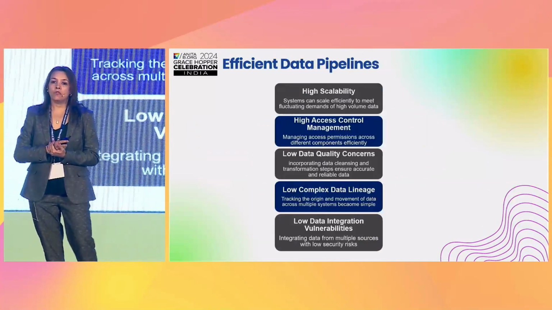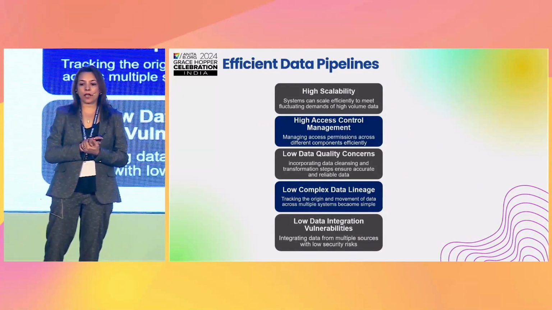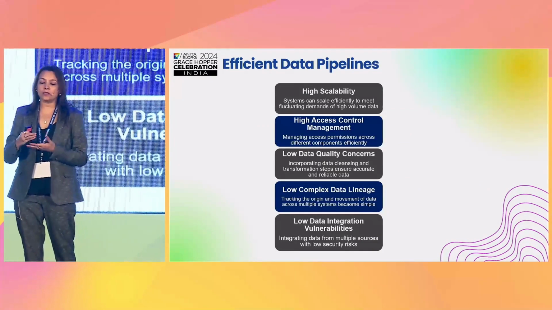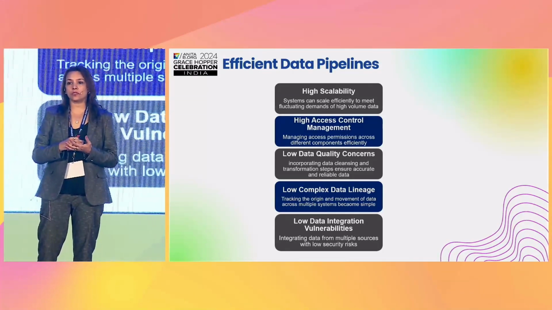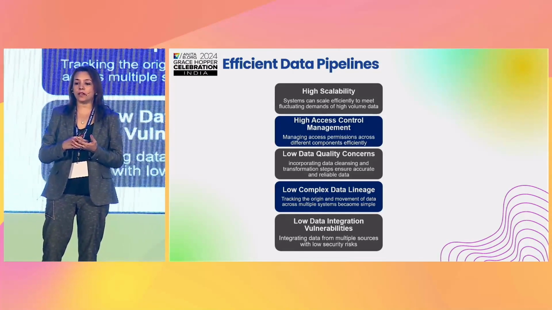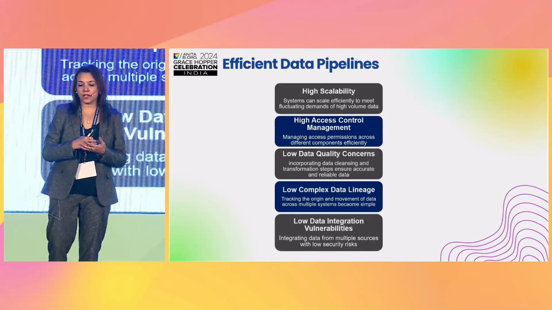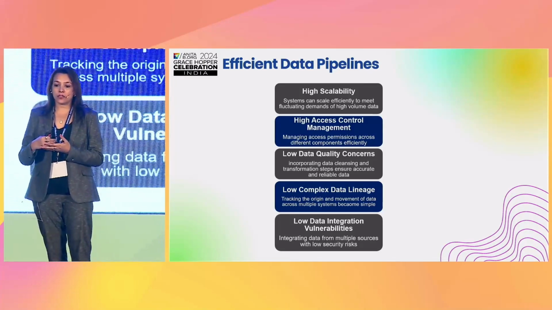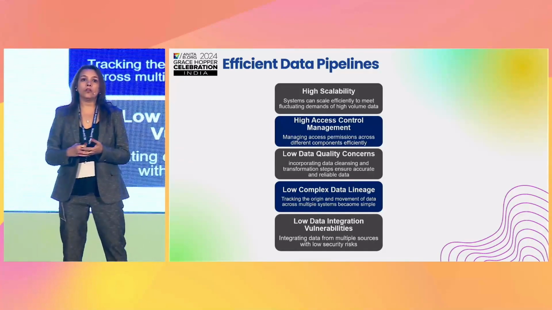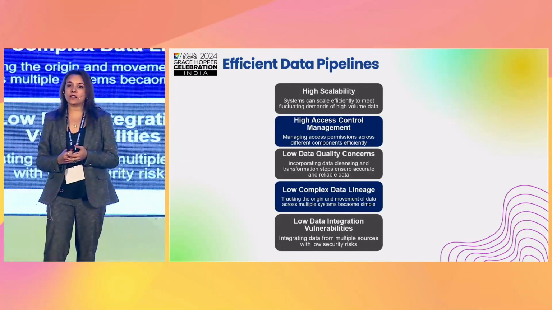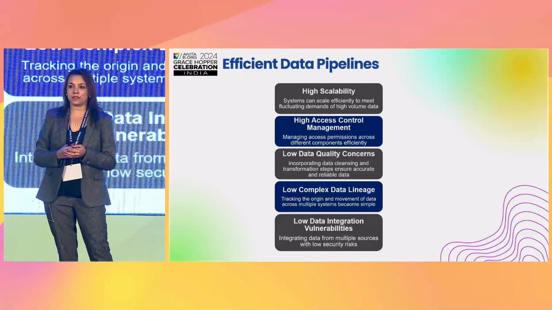So now, once we have tuned our data pipeline, these are the main headers or bullet points that make your data pipelines efficient. So any efficient data pipeline has high scalability, then it has high access control management, it has low data quality concerns, low complex data lineage, and last is low vulnerabilities in the system.